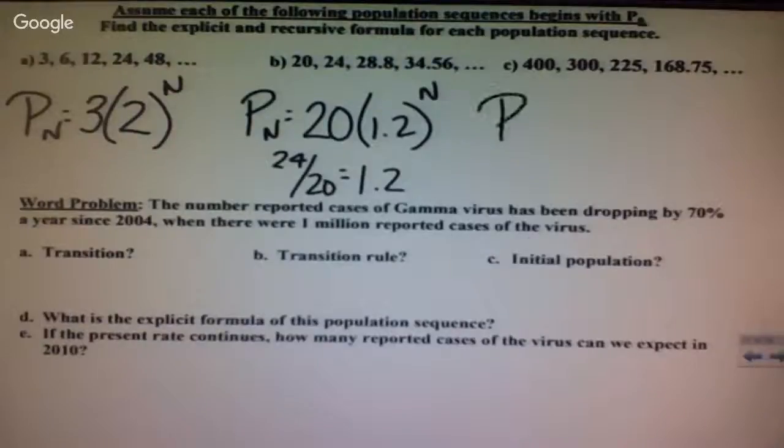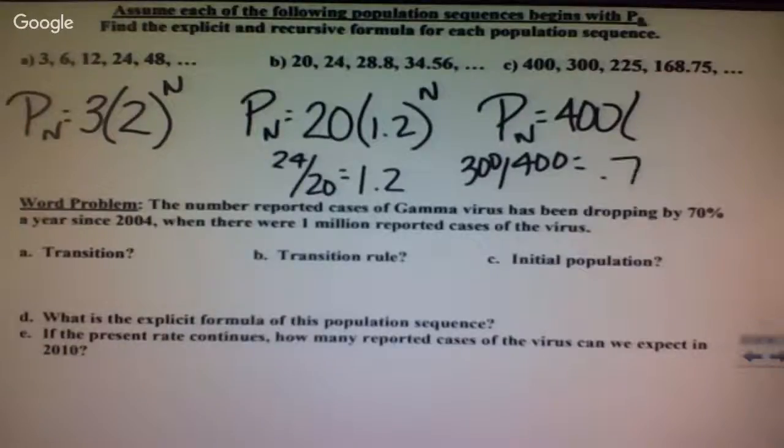C then, P sub n. This sequence starts at 400, and what's my r? 0.75. Again, 300 divided by 400, raised to the n. Which is P sub n? It's that P sub 0 times r raised to the n that I had already given you.